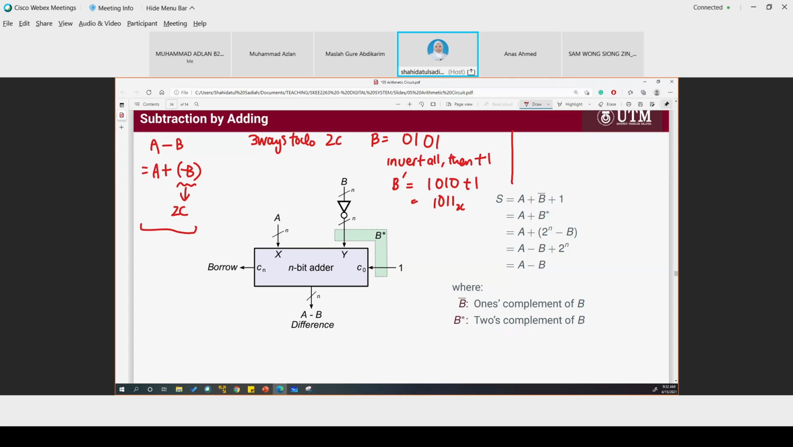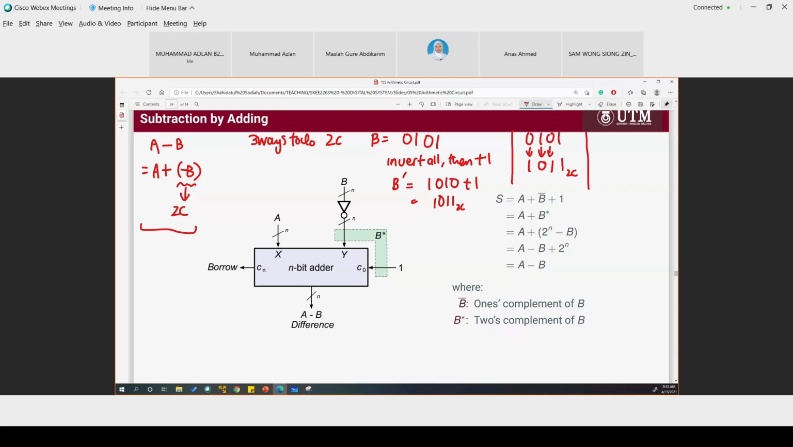Or we can just flip until we find the first one, which in this case is at the LSB. So we copy the first one and then flip the rest of the bits. So 1101.